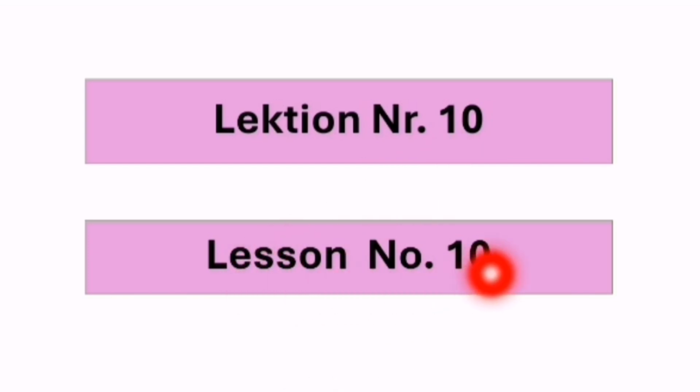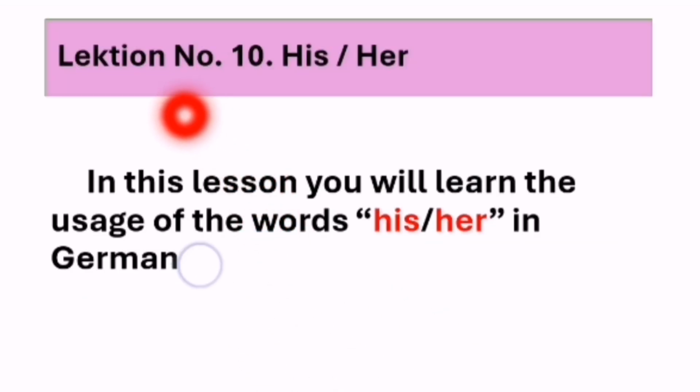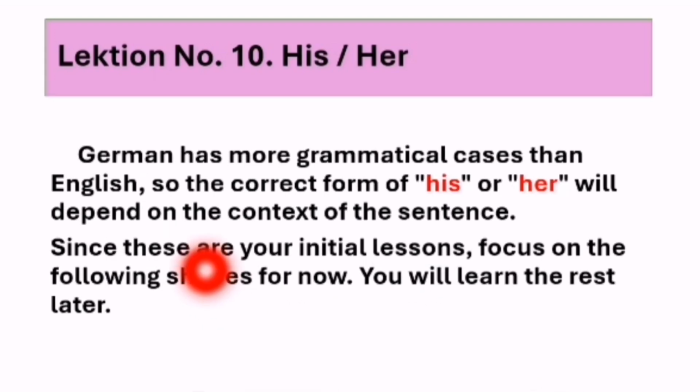Lektion Nummer 10, lesson number 10. In lesson number 10, we will learn about his and her. In this lesson, you will learn the usage of the words his and her in the German language. German has more grammatical cases than English, so the correct form of his or her will depend on the context of the sentence. Since these are your initial lessons, focus on the following shapes for now. You will learn the rest later.